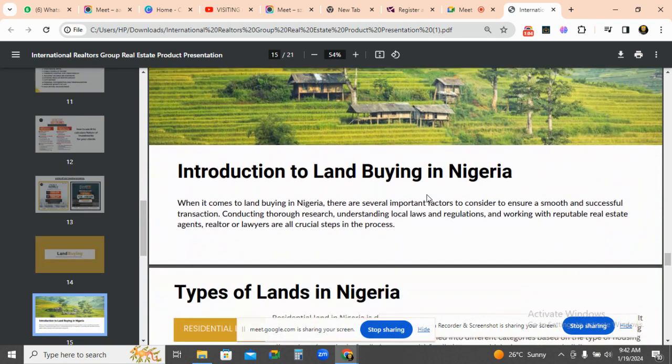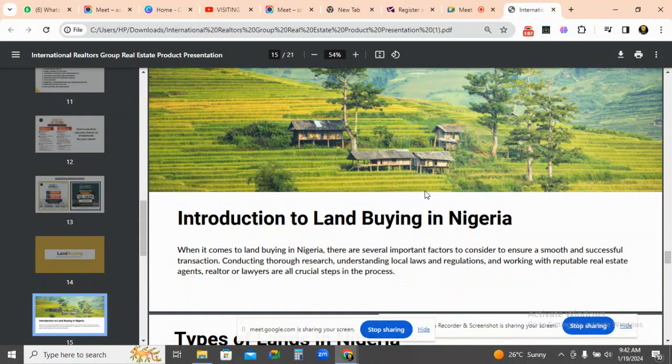Okay, so introduction to land buying. What are the things that you are supposed to know when it comes to land buying in Nigeria? Because land buying in Nigeria is a different system from land buying in the US. It's different from land buying in Dubai, totally different, because there are local laws and rules and regulations that apply to Nigeria that don't apply to the US.